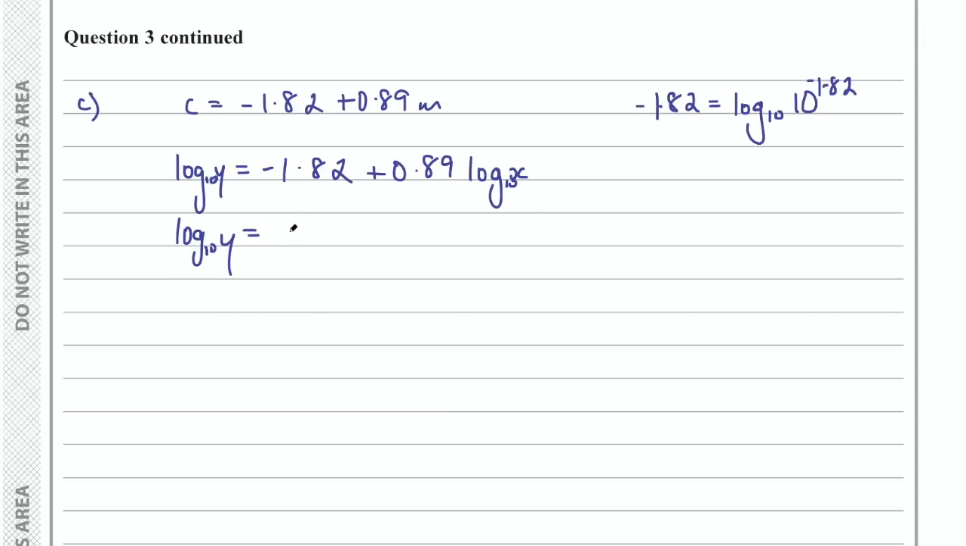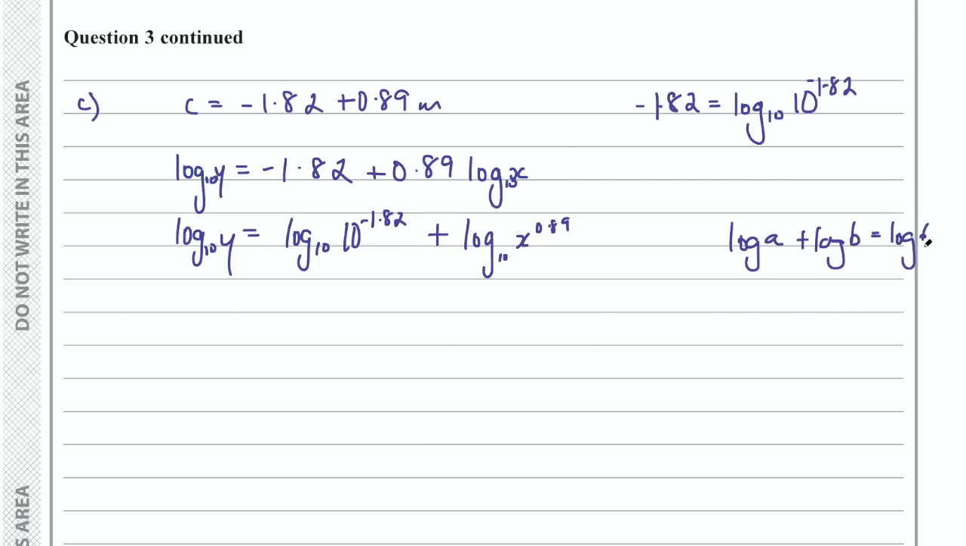I can write this then as log base 10 of 10 to the power of negative 1.82 plus, and also I want to take this coefficient and raise it to the power of x here. So I have log base 10 of x to the power of 0.89. Then also I can combine these logs using the fact that log of a plus the log of b equals the log of a times b. I can write that as log of 10 to the power of negative 1.82 multiplied by x to the power of 0.89.